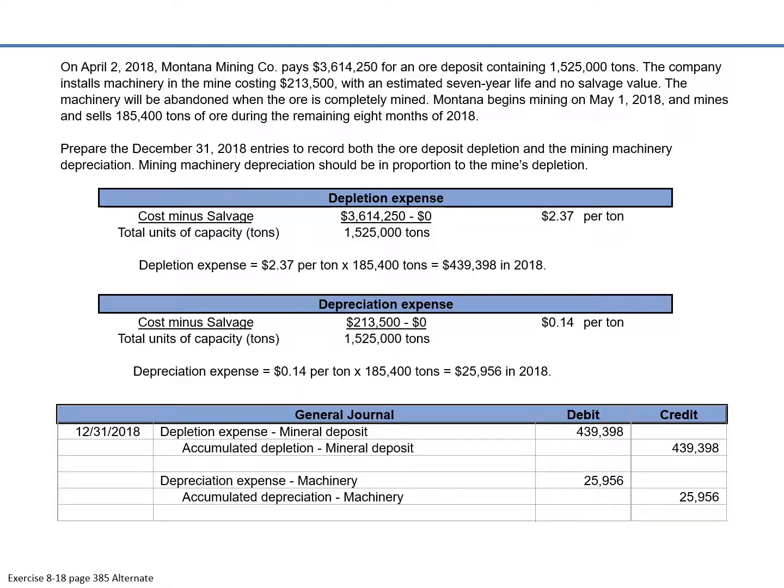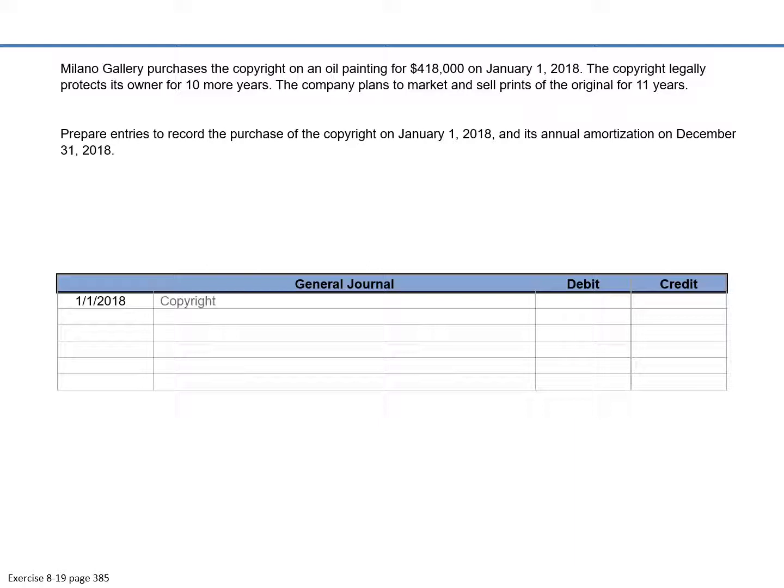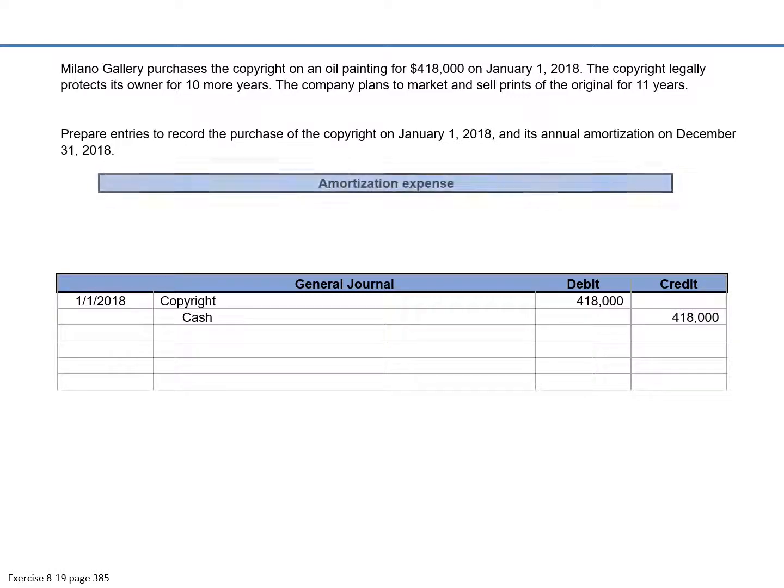Okay? All right, exercise 8-19. Milano Gallery purchases a copyright on an oil painting for $418,000 on January 1st of 18. Copyright legally protects its owners for 10 or more years. The company plans to market and sell prints of the original for 11 years. Prepare the entries. All right, so we're going to record our copyright purchase of $418,000, debit copyright and credit cash.